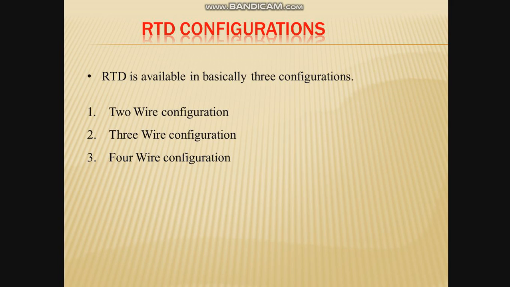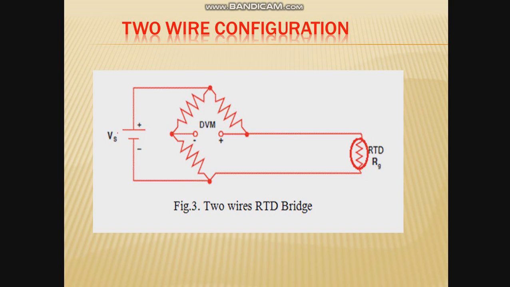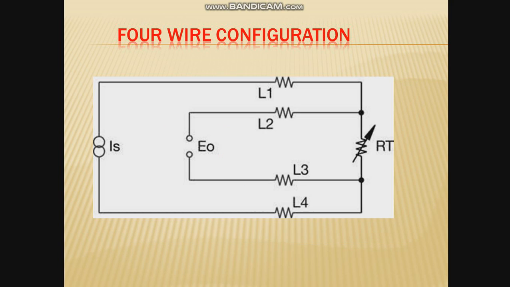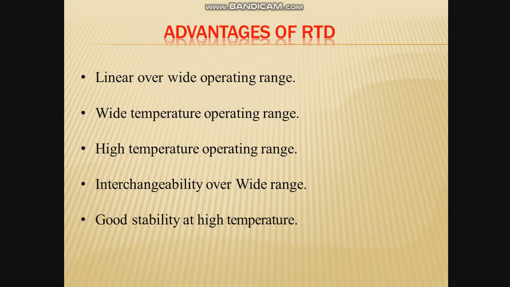RTD configuration. Generally, there are three configurations of RTD: 2-wire type, 3-wire type and 4-wire type. This is the 2-wire configuration diagram. This is the 3-wire configuration diagram of an RTD. This is the 4-wire configuration diagram of an RTD.